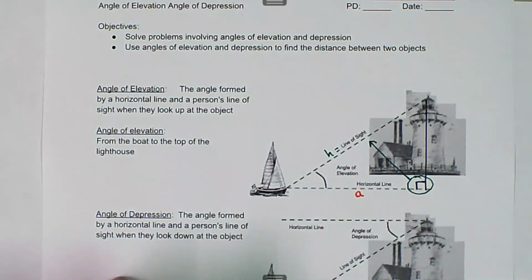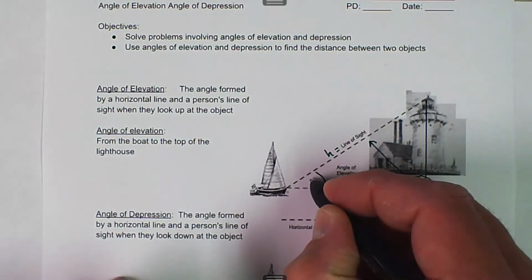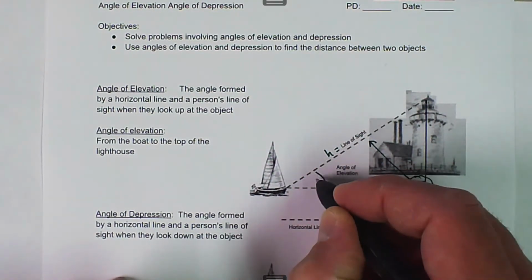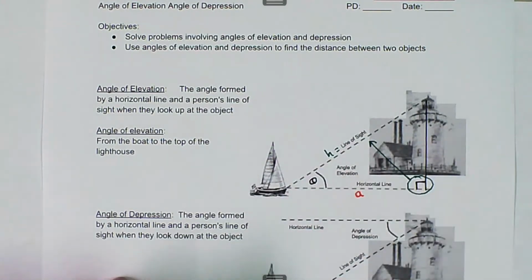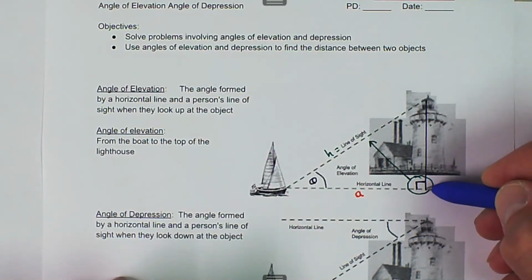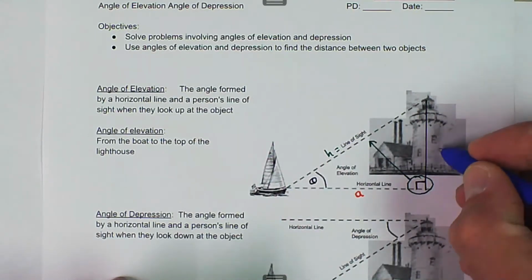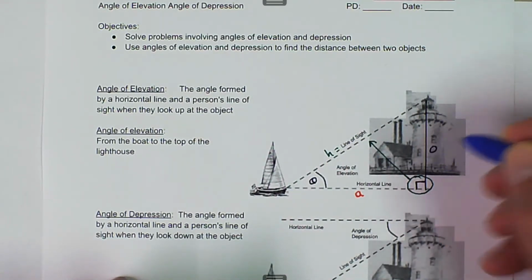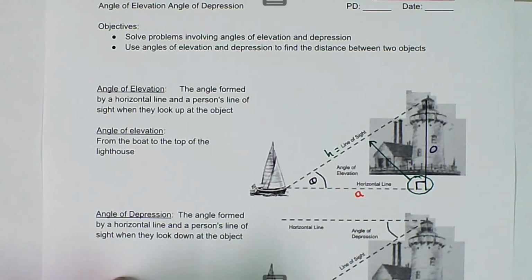And so if this is the angle that we're talking about, if this is angle theta, or the angle of elevation is right here, and that's adjacent to the hypotenuse, that means that this side from the top of the lighthouse down to the horizontal line is going to be opposite. So that is the angle of elevation.